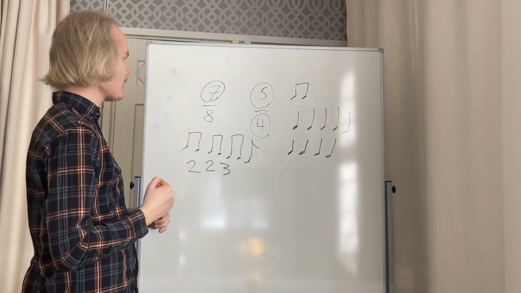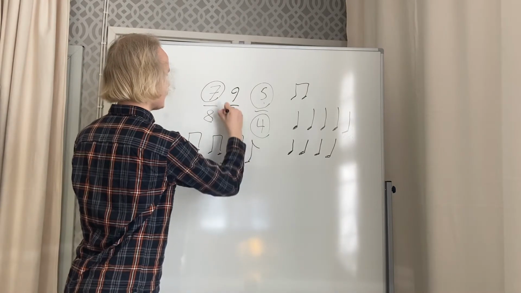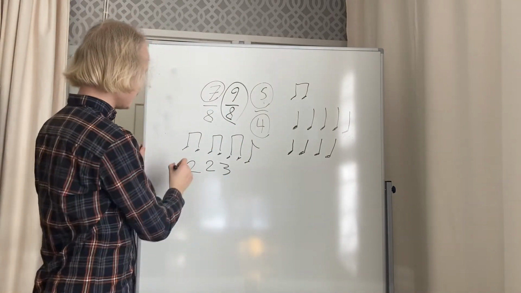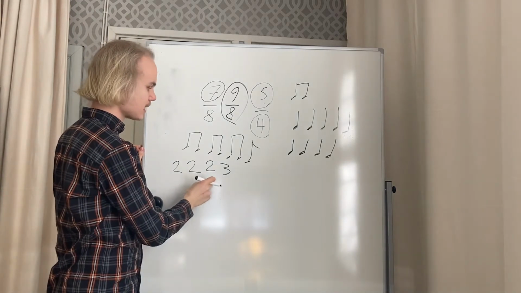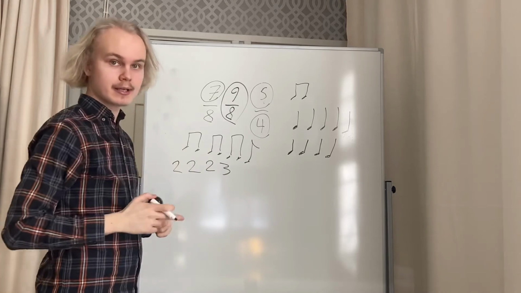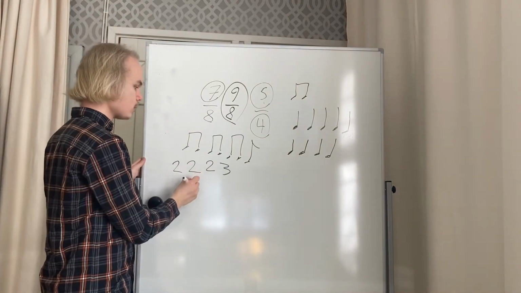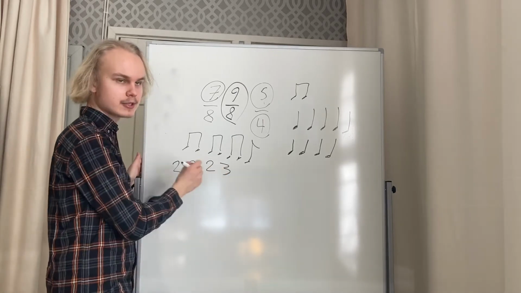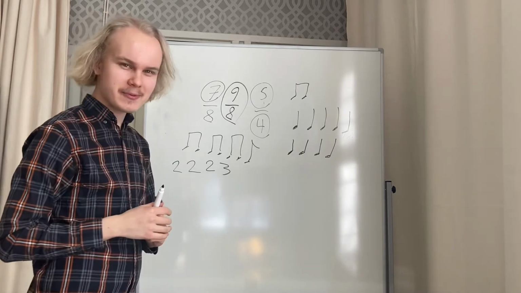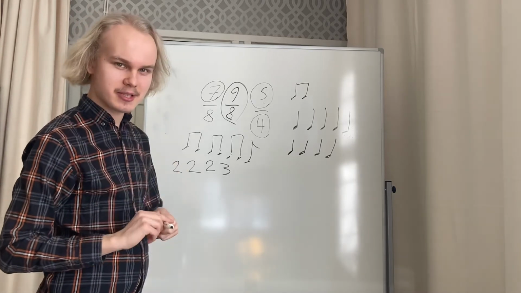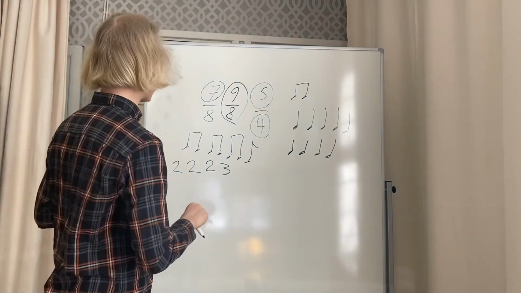But how about if we have 9/8, like this time signature? We just add another 2 here. So 2 plus 2 plus 2 plus 3 equals 9. Then we are just counting 1, 2, 1, 2, 1, 2, 1, 2, 3. So that's 9/8. But what if we have 13/8 time signature? That's pretty rare, but sometimes you can find those time signatures.